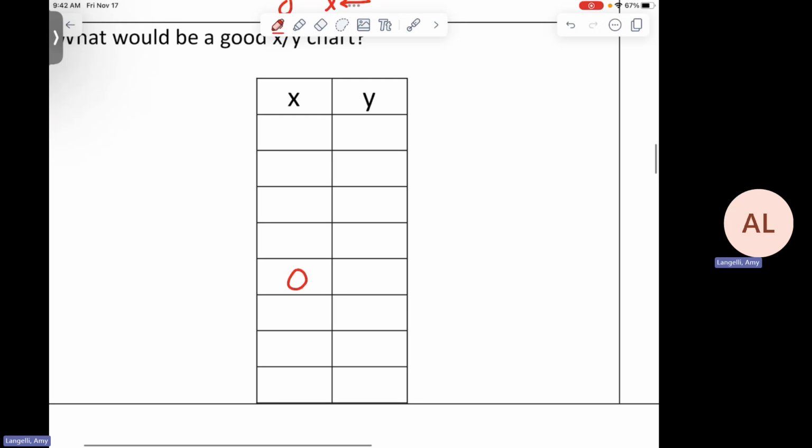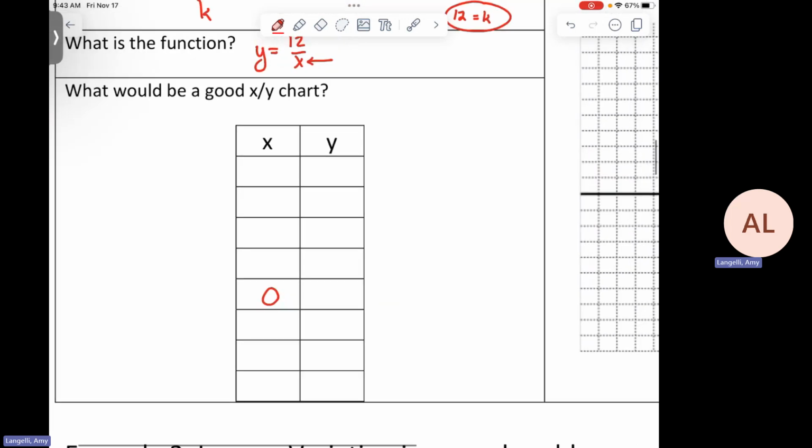A lot of students don't really know what to pick. And so we have 12 divided by x. You can pick anything you want. I tend to pick numbers that go into 12. So I would pick 2, 4, 6, 12. That would be what I pick personally. You can pick 1, 2, 3 for all I care. But you have to be able to get a pretty picture.